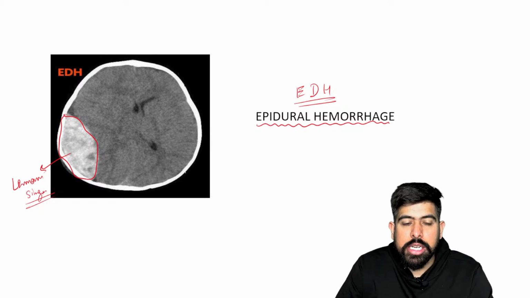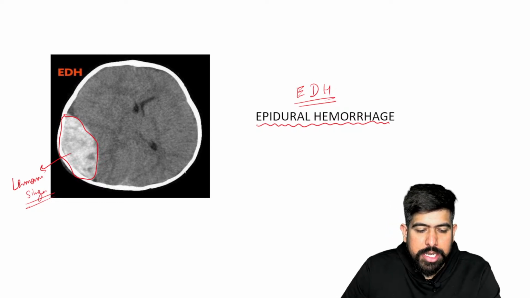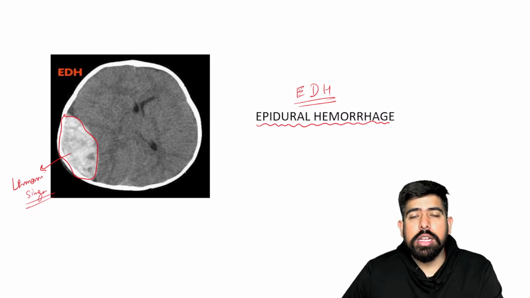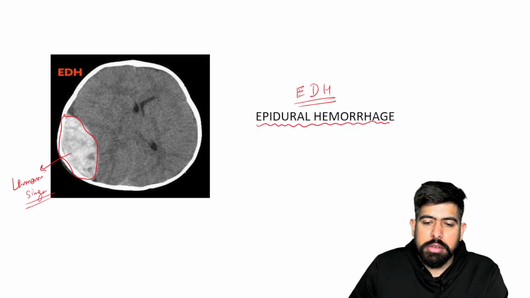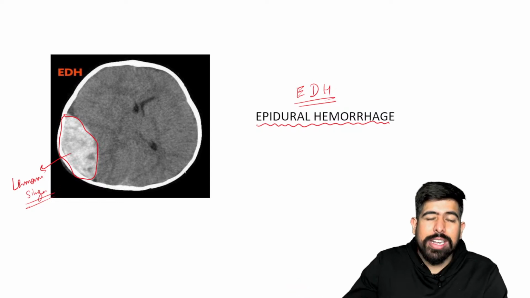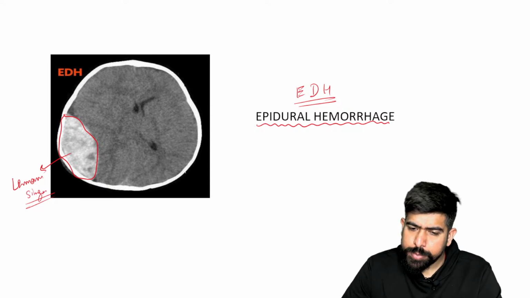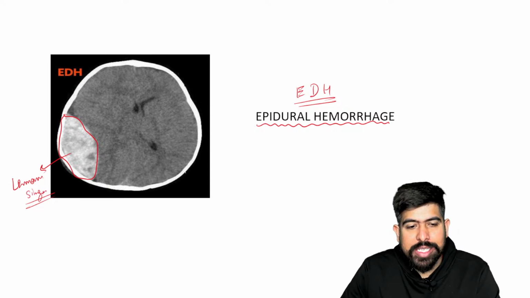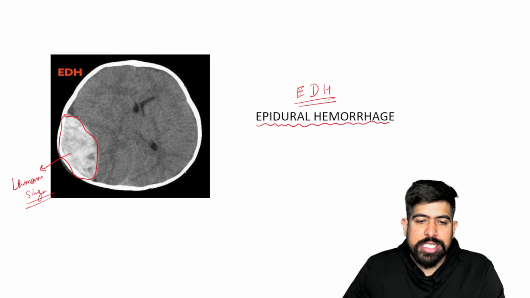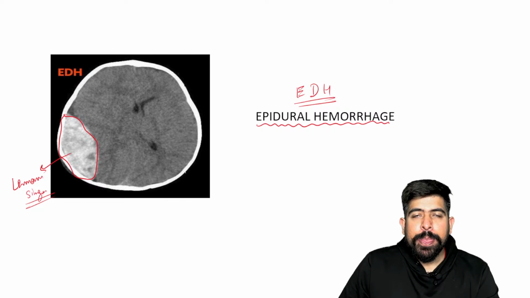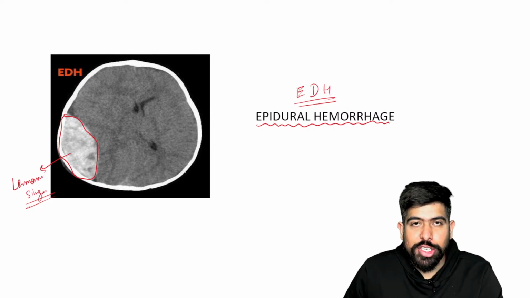In EDH, the patient has a clear-cut history of a cricket ball injury, or maybe an iron rod injury. Yes, a biconvex shape will be shown there, right? The patient has had a cricket ball injury or an iron rod injury.